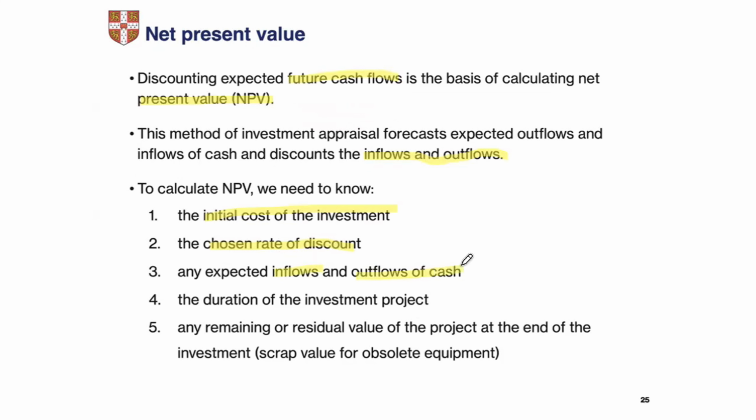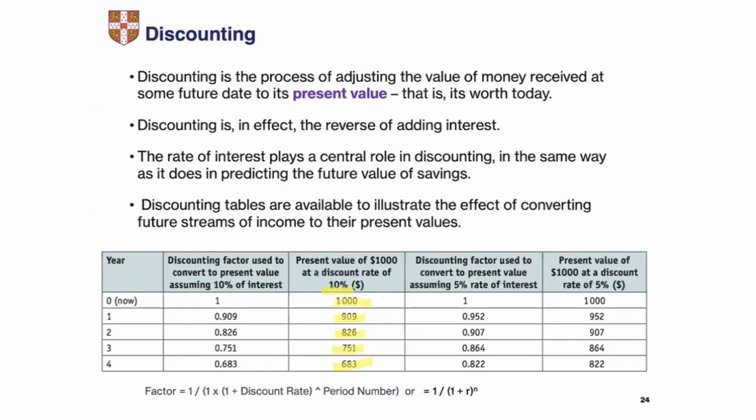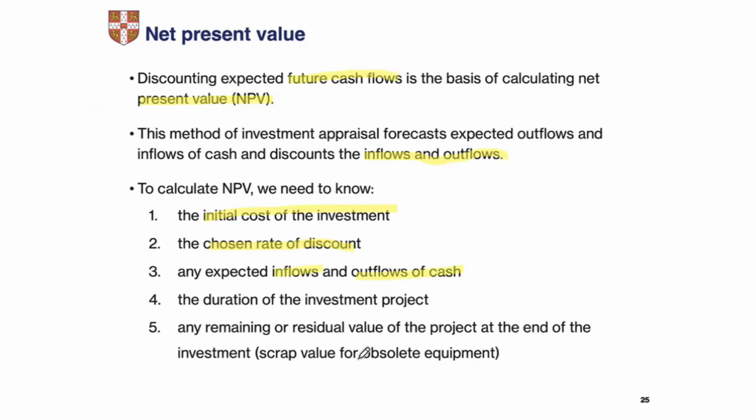So number 1, we need to know how much the investment will cost. Number 2, what is the rate of discount. Number 3, what are the inflows? Very important. Without the inflows, we cannot discount anything. And then number 4, the duration of the investment. In all the examples that we've seen, it lists the duration of the investment, year 1, year 2, year 3, up to the 10th year, whatever it may be. And then number 5, any residual value.